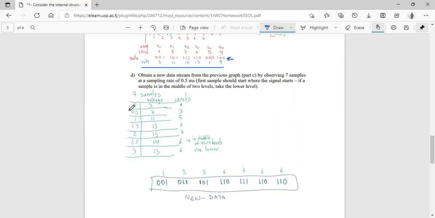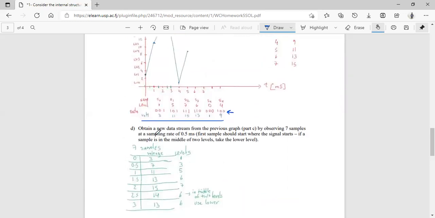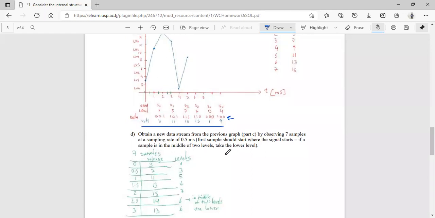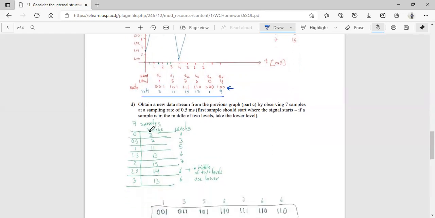voltage levels, right? So going back to the graph, the first point is at t is equal to 0. At t is equal to 0, the voltage reading is 3 volts and it falls in level 1. So the sample voltage is 3 and it falls under level 1.